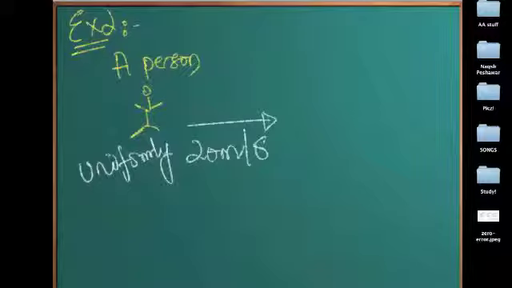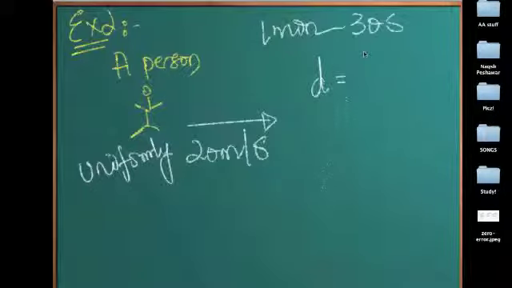So a person is moving uniformly at a velocity of 20 meters per second for 1 minute and 30 seconds. Find out the distance traveled by the man. For the distance, again, we can simply substitute it in the formula. D is equal to V times T. Since we have the average velocity, we do not need to calculate it again. This would be 20 into time.